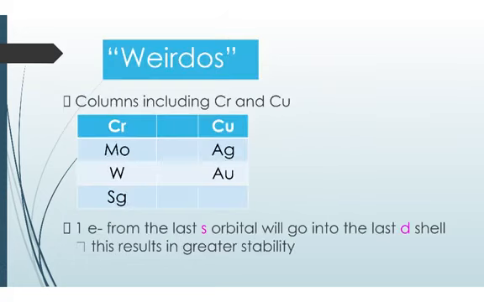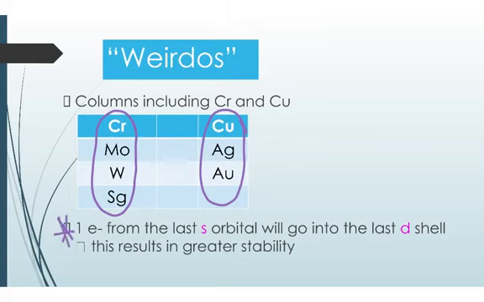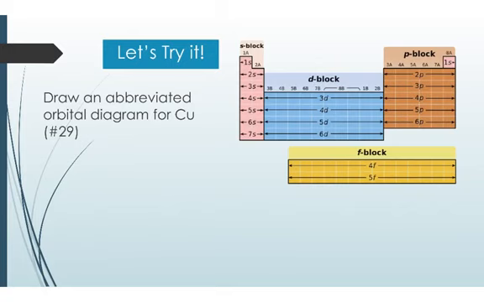All right, the very last thing we want to go through is something called the weirdos, or unexpected electron configurations. This only applies to 2 areas on the periodic table. It applies to the column that starts with chromium at the top and every element in that column, and the other column is our copper. And what happens here is one of the electrons from the last s orbital will actually go into the last d shell. And it automatically happens. It just equals greater stability, and all elements do things that are best for stability. So let me show you how this works, and then we can explain it.